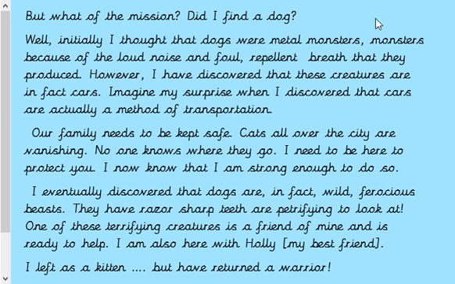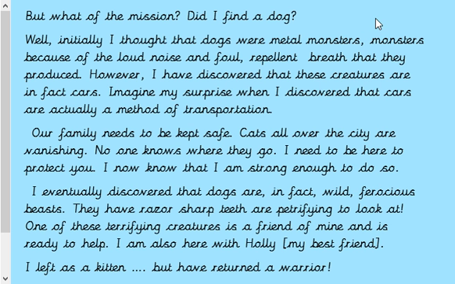Well, initially I thought that dogs were metal monsters because of the loud noise and foul repellent breath that they produced. However, I have discovered that these creatures are in fact cars. Imagine my surprise when I discovered that cars are actually a method of transportation.